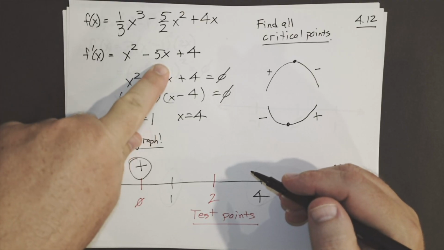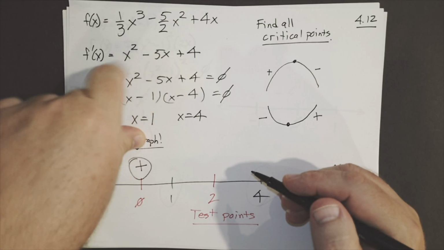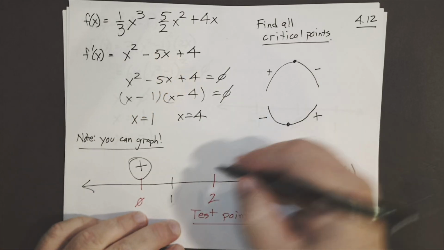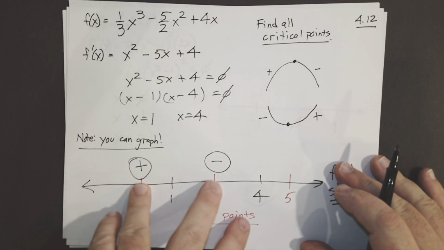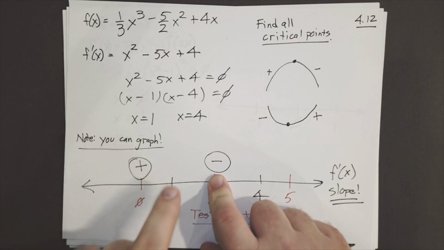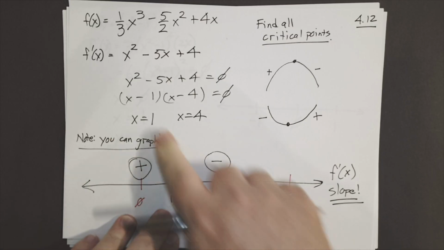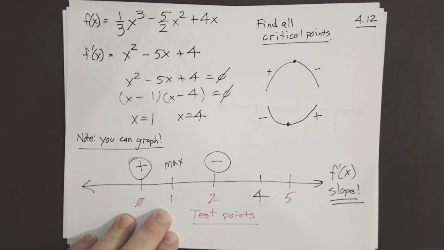So if I put 2 in here, I'm going to get 4 minus 10 plus 4. Well, 4 plus 4 is 8. 8 minus 10 is negative 2. So the answer is negative. And again, we don't care what the value is. We just care whether it's negative. Aha. We suspected this. So then we can say that this critical point is a max, right?